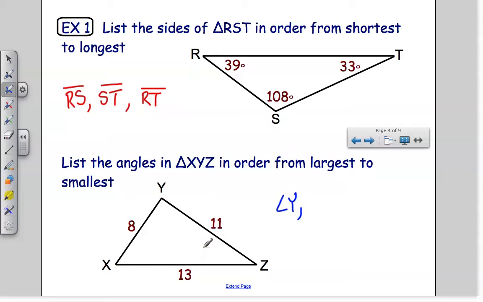The next longest side is 11 with side YZ. So angle X opposite from it is the next largest angle. Finally, the smallest angle will be opposite the shortest side, which is here at 8, and so angle Z is the smallest angle. Okay, so we can use this to list sides and angles in order, largest to smallest, or vice versa.